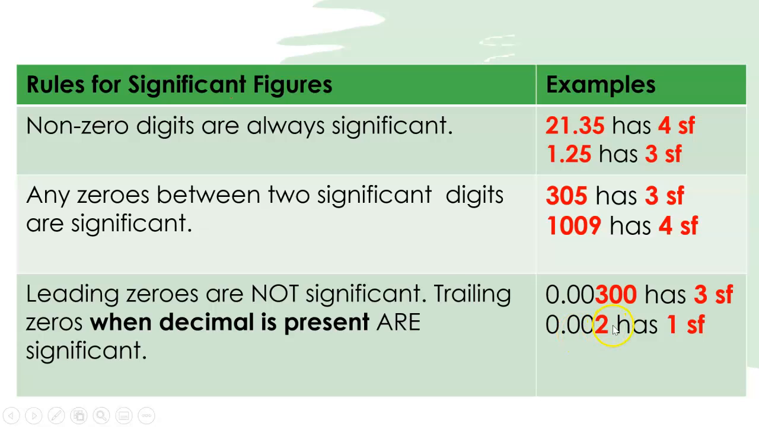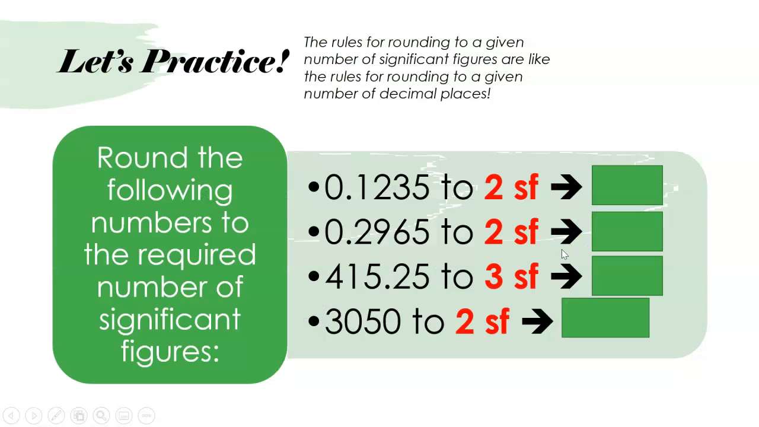In this case, I don't have any trailing zeros, so I don't count them. I have 1 non-zero digit, therefore I only have 1 significant figure. And then here I have 3. So let's practice. So we have this case where I want to round this number to 2 significant figures.